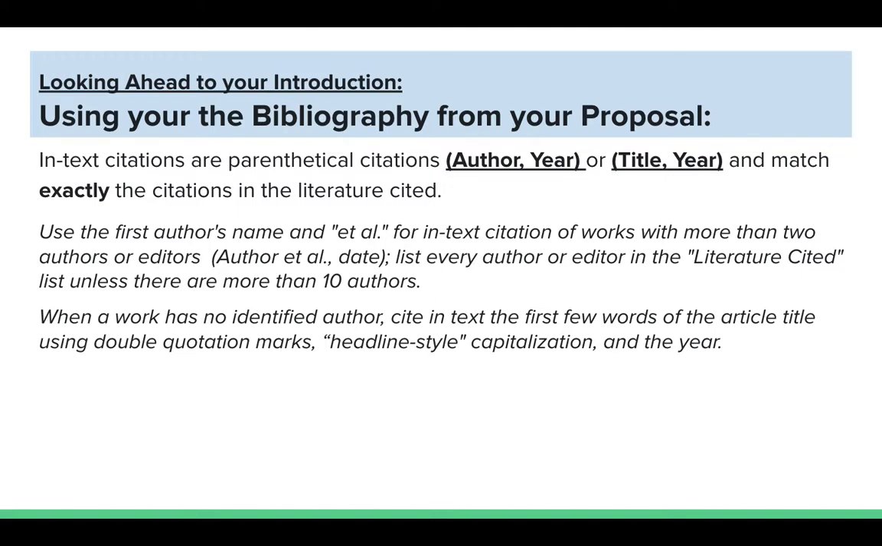in-text citations are parenthetical citations that are of the format author, year or title, year, and match exactly the citations in the literature cited. And you use the author's last name and et al. for in-text citations of works with more than 2 authors or editors. When a work has no identified author, you cite in text the first few words of the article title, like Learn About Urban Heat Islands, using quotation marks. It's sort of a headline style capitalization and the year.